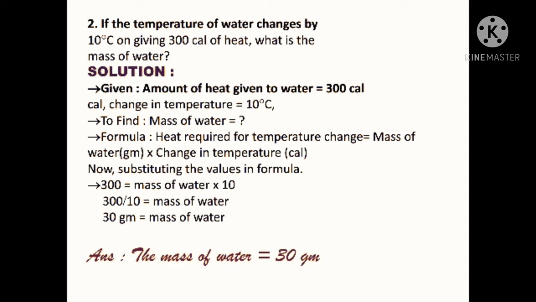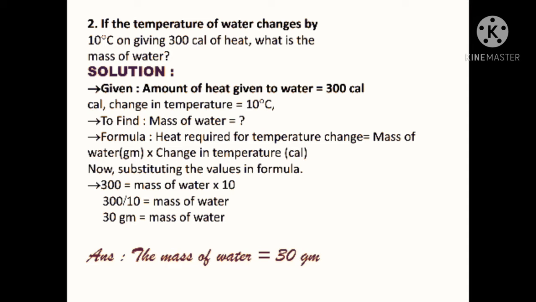Question 2. If the temperature of water changes by 10 degrees Celsius on giving 300 calorie of heat, what is the mass of water? So now, students, here again two terms are given and the third one we have to find. Given terms are change in temperature, which is 10 degrees Celsius, and heat required for temperature change, which is given as 300 calories. So what do we have to find here, students? What is the mass of water?